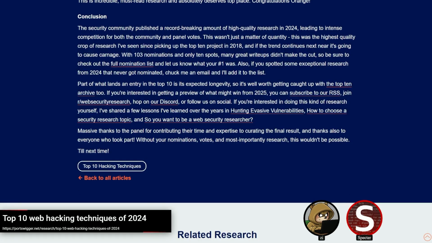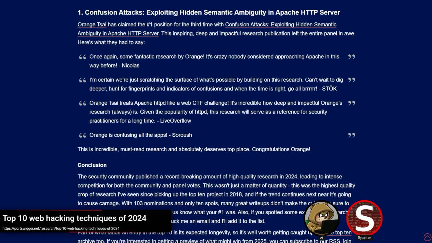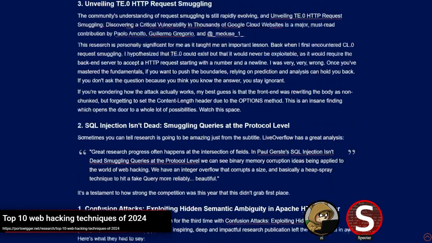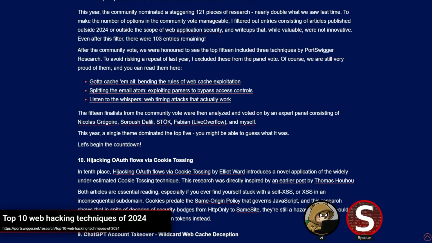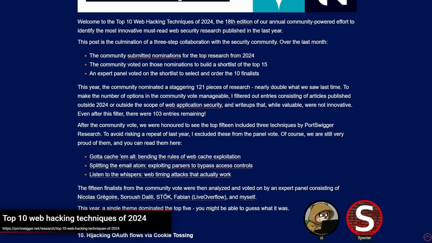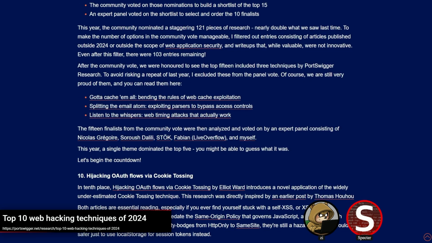I find it interesting that they state this was a very intense competition for the panel and the voting to decide on. There was not only a lot of research, but a lot of high quality research that came out in 2024. It's kind of cool. I feel like we observed and noted that too, that novel web research seems to be on the upward trend, where it seemed a little stagnant for a while. In the 2020s, it seems like the research just kept going up and up for discovering new things.